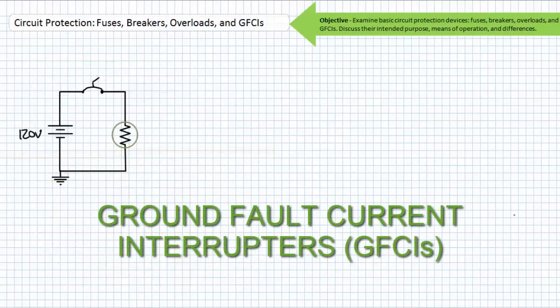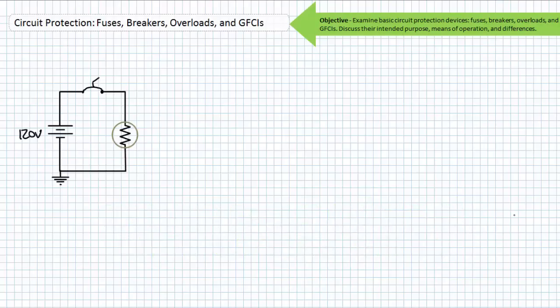Ground fault current interrupters. Before we move on to our final protection device, the ground fault current interrupter, we need to discuss the use of ground as a protection mechanism. We'll briefly discuss system and equipment grounding, bonding, and equipment grounding conductors.